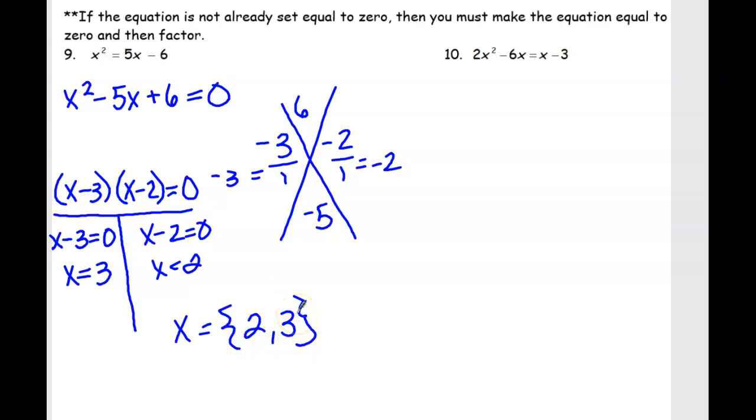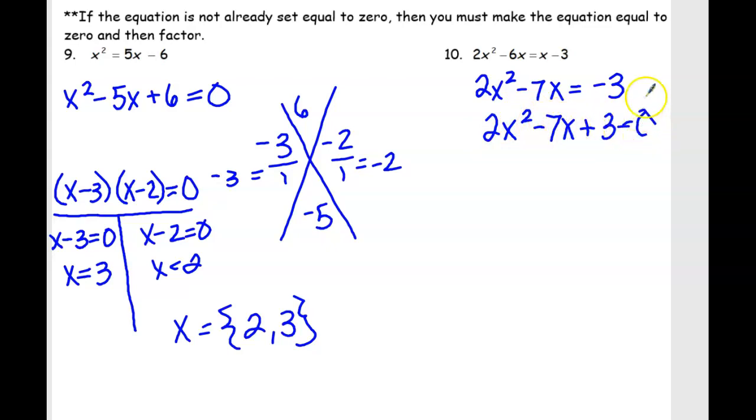All right, with number 10, I'm going to start by bringing the x to the other side. So I've got 2x squared minus 7x equals negative 3. And then I'm going to add 3 to both sides. So 2x squared minus 7x plus 3 is equal to 0. When I start out, I make my x. I've got 2 times 3 is 6 and negative 7 in the middle there, down at the bottom. So I can say negative 6 times negative 1.